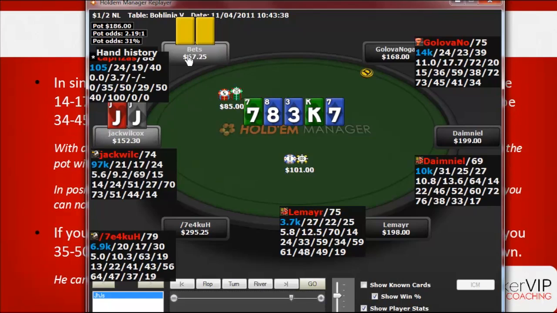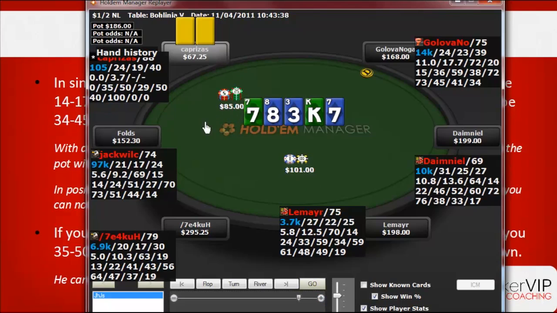But basically this just shows you the power of position, because I have no idea what he's got, but he has a pretty good idea of what I've got when I check the river at least, and he can play quite well against that. At best he's probably putting me on a hand like king-jack, but even that's not exactly thrilled to check-call a big river bet. So it's a spot where I obviously have to fold my hand.